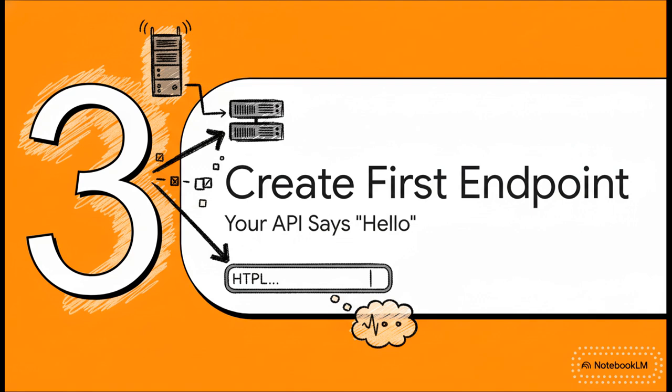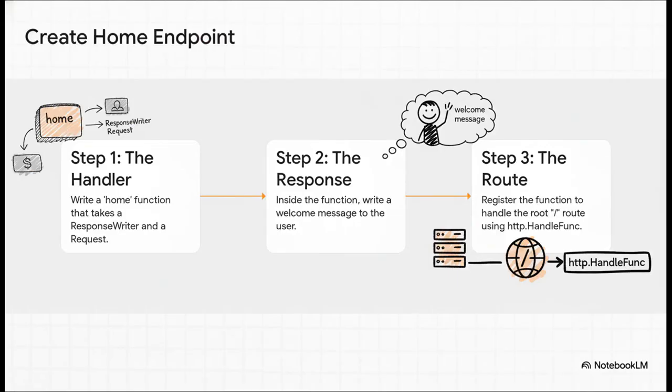To do that, we're going to create our very first endpoint, which is just a fancy word for a specific URL that our API knows how to handle. This is basically a 2-step process. First, we write a function. Let's call it home. This function is going to be our handler. Its only job is to take an incoming request and write a response back. Think of this function like a friendly receptionist. Then, the second step is to tell our server about our receptionist.